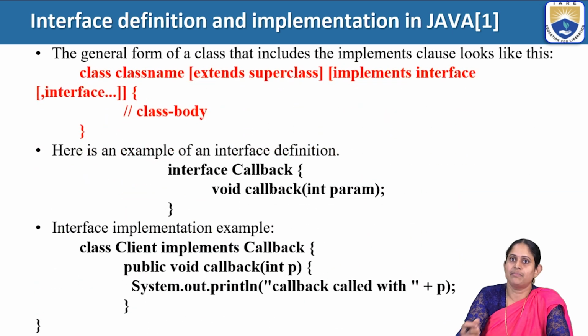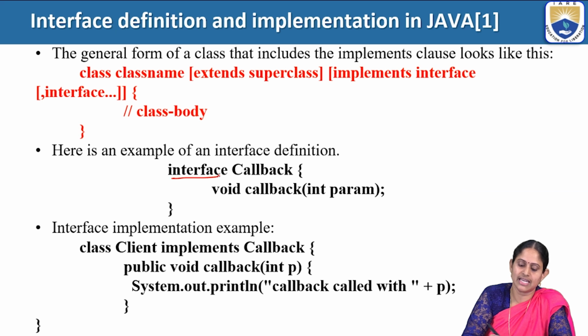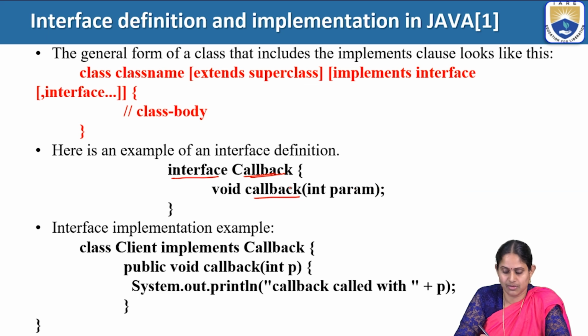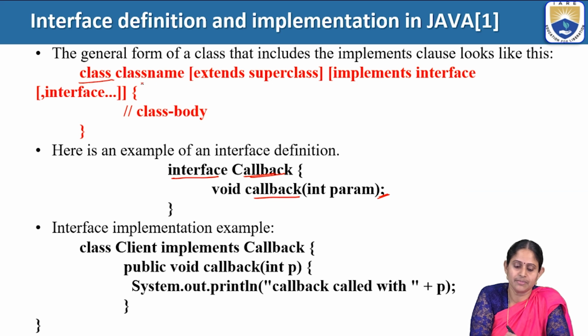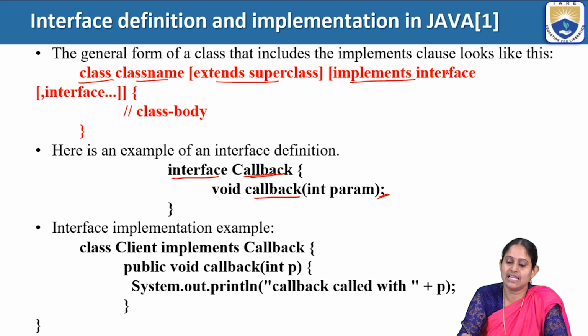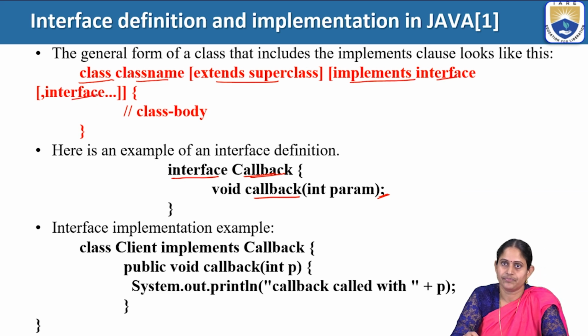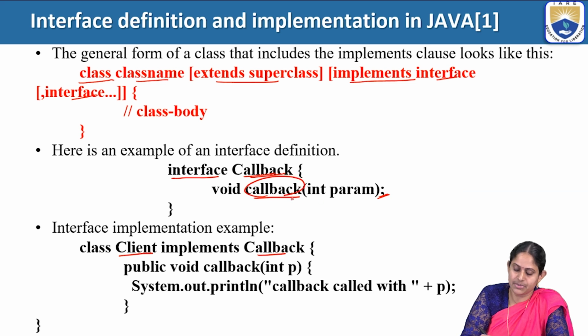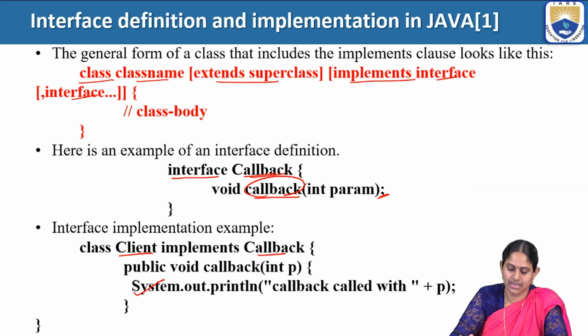Now this is an example of creating an interface. Here we are creating an interface named callback, and there is a method named callback, which is an abstract method. So this is the basic syntax. We specify the class name. If the class is extending any other superclass, then it comes first. Then it implements the interface. It can implement more than one interface. Now there is a class named client, which is implementing the callback. Since the callback method is an abstract method, this client has to provide the body or the implementation of that particular method, callback.